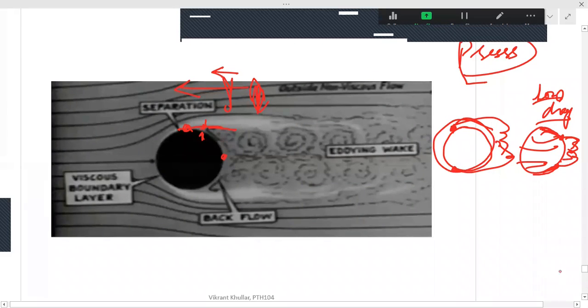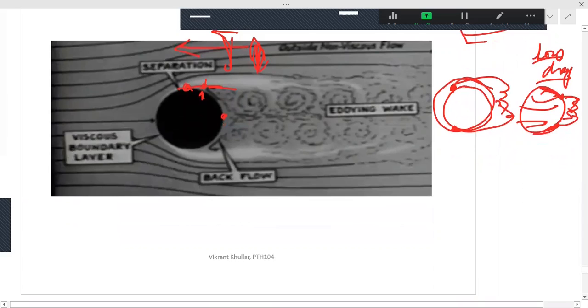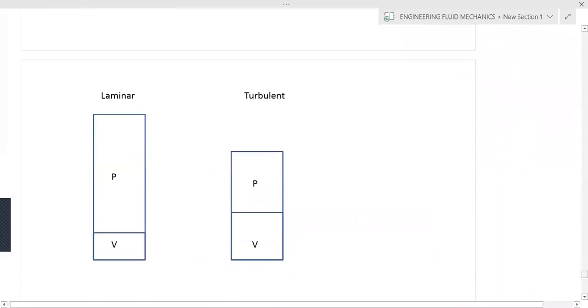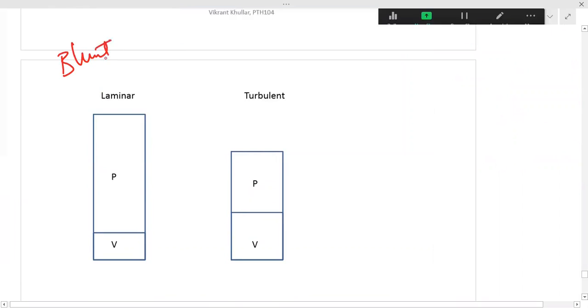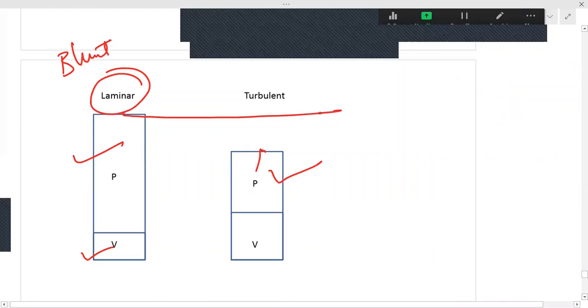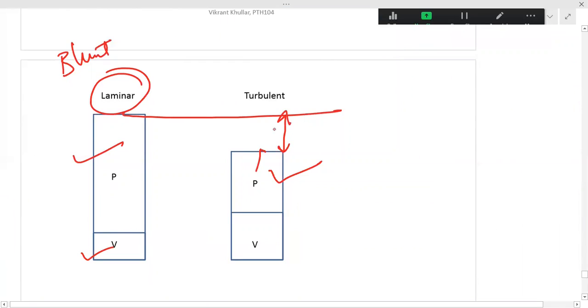Yes, is it clear? Yes. So now I am coming to the last part, then I will break. So please remember now, in case of blunt bodies, this is the magnitude of pressure drag, this is the magnitude of the viscous drag. In case of laminar regime, and in case of turbulent flow, this is the magnitude of pressure drag and this is the magnitude of viscous drag. So you are able to see the net drag is less in case of turbulent flows.